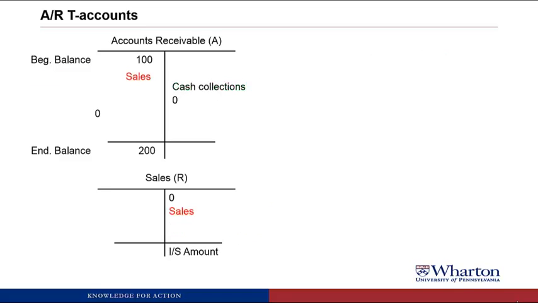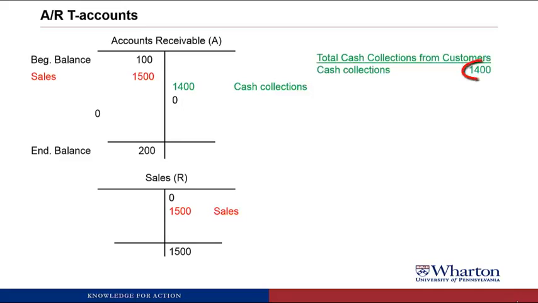So now let's redo the example. Start with the same beginning and ending balance. Write-offs and recoveries are 0. And we're just going to use total sales this time. So carrying on the example, total sales were 1,500 before. Remember, they were 1,000 credit and 500 cash for a total of 1,500. We plug that $1,500 of total sales into the accounts receivable T account on the debit side. Now we can solve for cash collections. 100 plus 1,500 is 1,600 minus the ending balance of 200 gives us cash collections of 1,400, which is identical to what we had before.